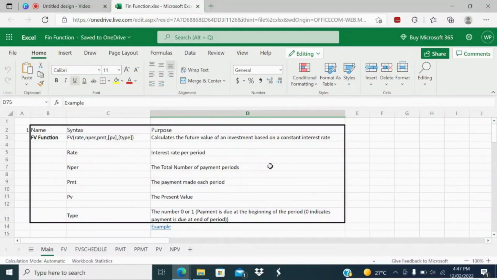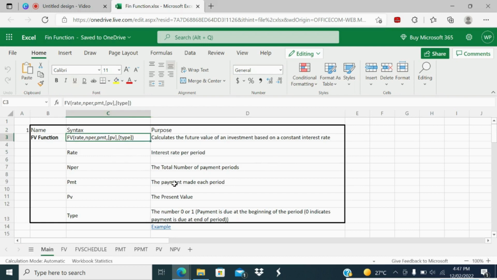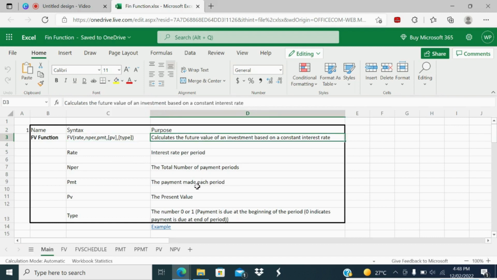So, the first function is the FV function. What is FV? FV is nothing but the future value. The syntax of the future value function is FV(rate, NPER, PMT, optional present value, and type). The future value function calculates the future value of an investment based on a constant interest rate.